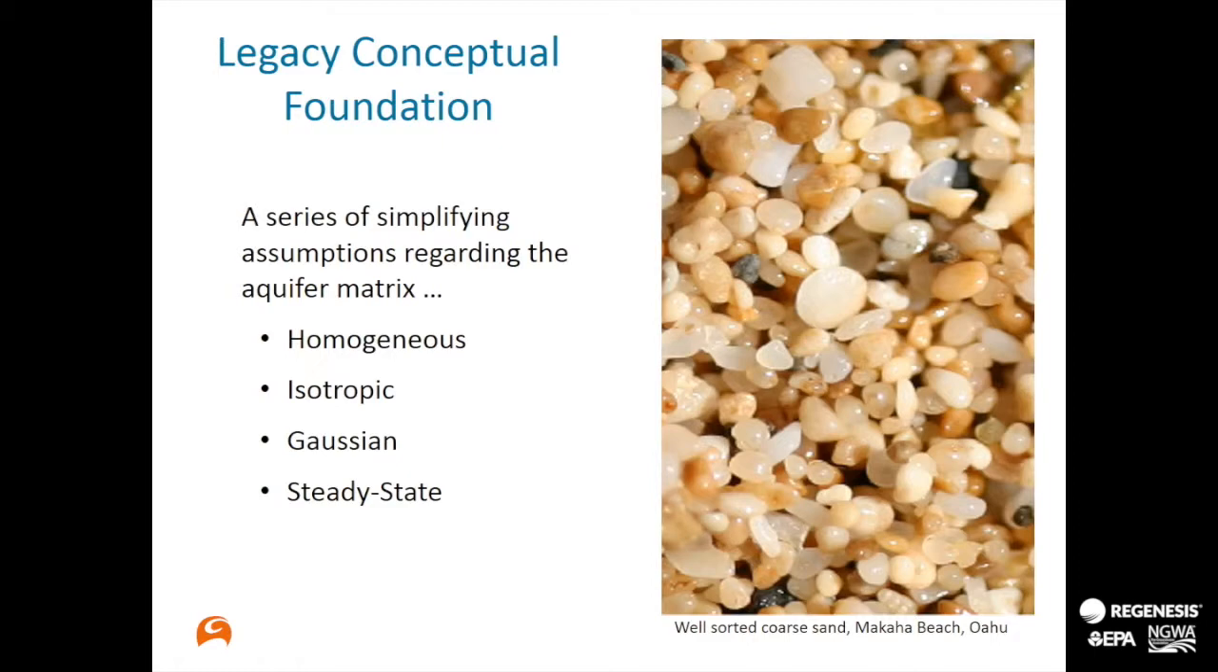One is that the aquifer is homogeneous. Secondly, that it's isotropic. Thirdly, that it's Gaussian, that fluid movement or dissolved constituents in the fluid are moving in a Gaussian fashion, and that the aquifer is at steady state. Of course, none of those actually happen at our contaminant sites. So we need to outgrow those assumptions.